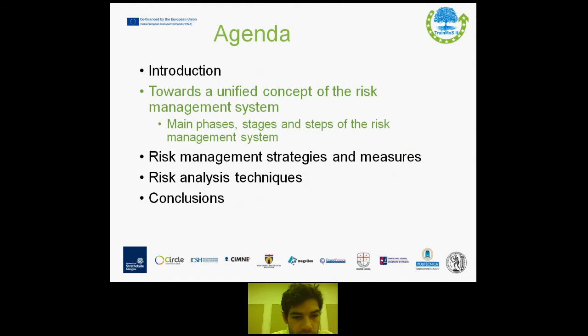So, we move to the next section, which describes the main phases, stages, and steps of the risk management system as a unified concept of the risk management process.